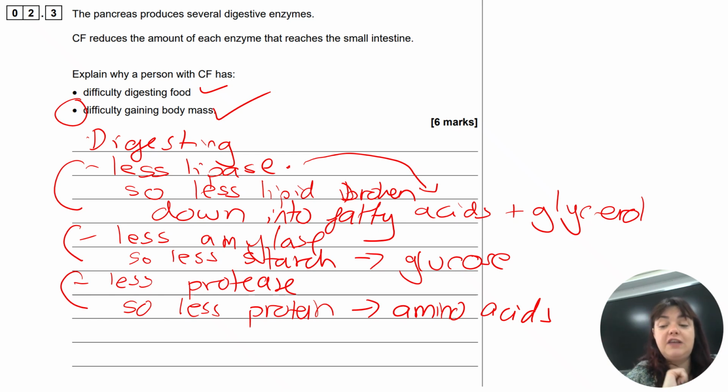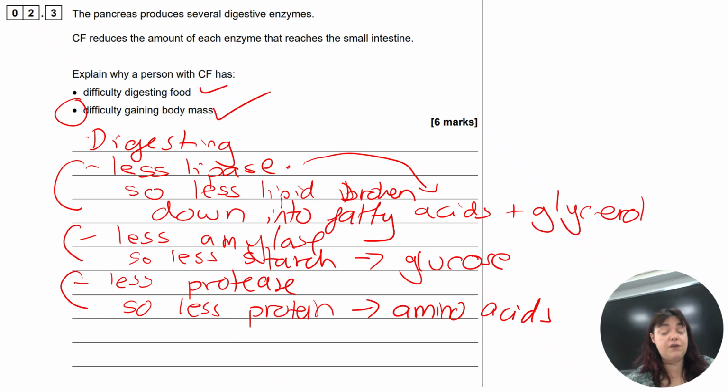However, if you've just said less lipase, so less lipid being broken down, and then you stop there, or you said less amylase, so less starch being broken down, and then you stop there, you are only going to get a maximum of 2 marks, okay? Because you've not done what we call a linking part, which is the linking to the full complete digestion. So you need to make sure that you've gone through the full digestion process.